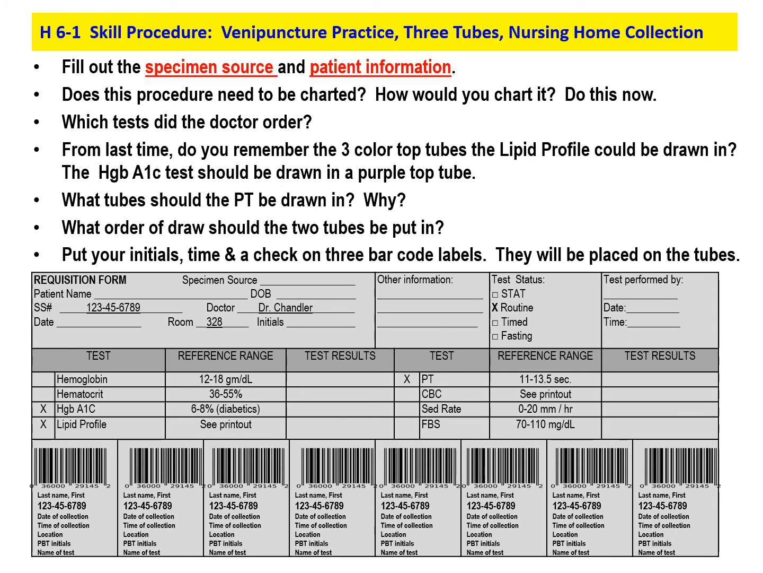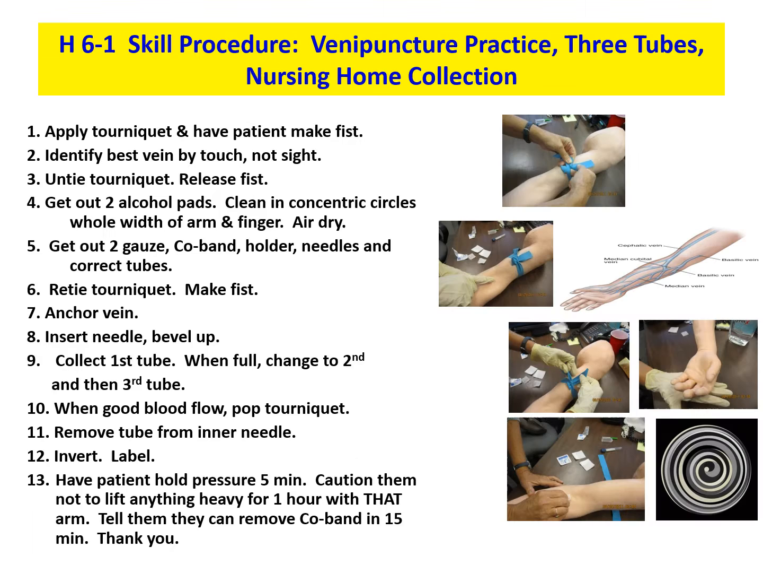We talked about it in class on Monday, right? We knew we would need a plain red top tube for our discard tube. And since this was not ordered stat, we could use that plain red top tube, that's our discard tube, for our lipid profile. So we drew a red top out of order as our discard tube, and we're going to use it for our lipid profile. Then we drew our light blue top tube for our PT, and then we finished up with our purple top tube for our hemoglobin A1C, right? Okay, so we did this in class on Monday.